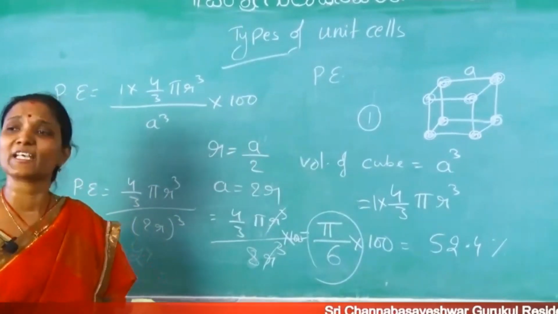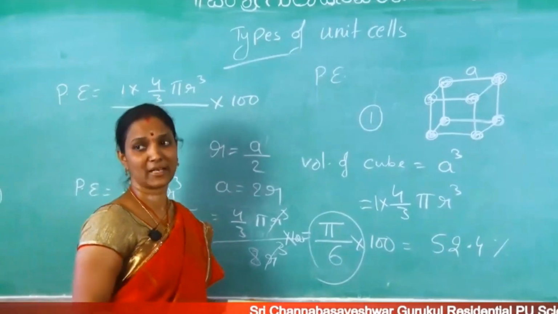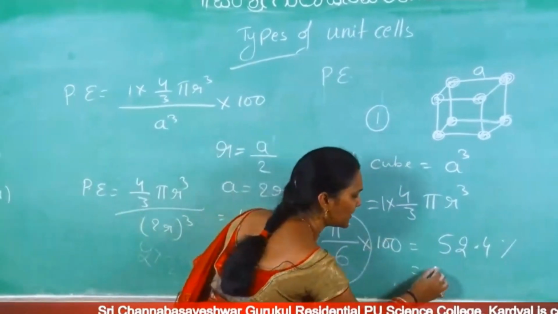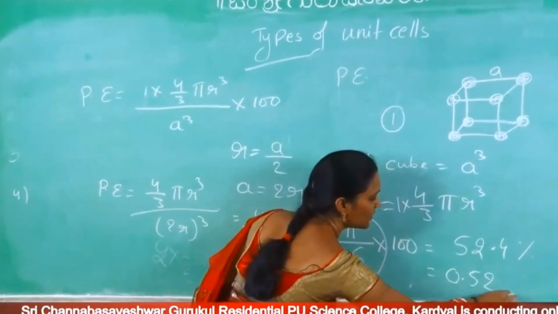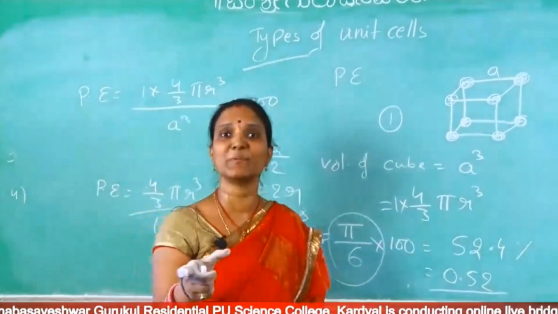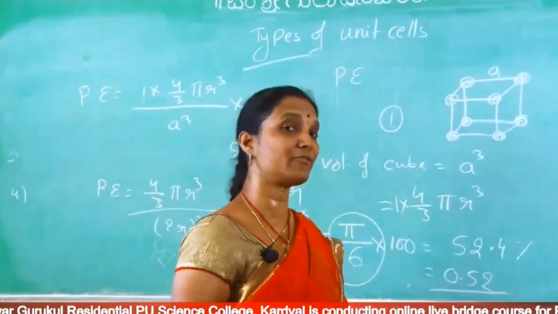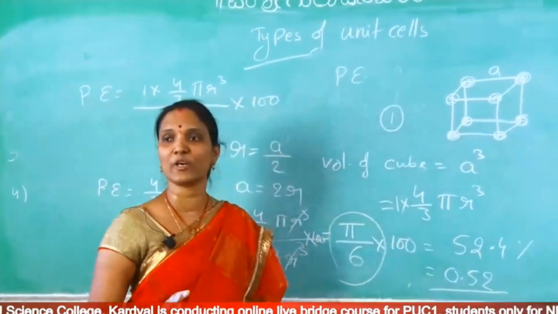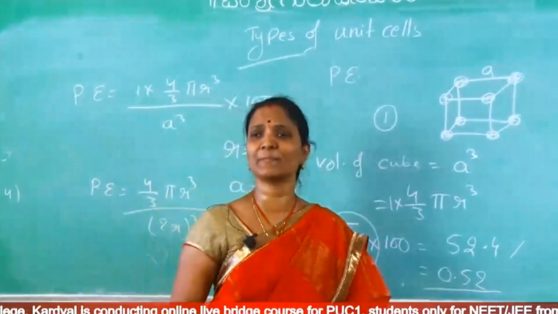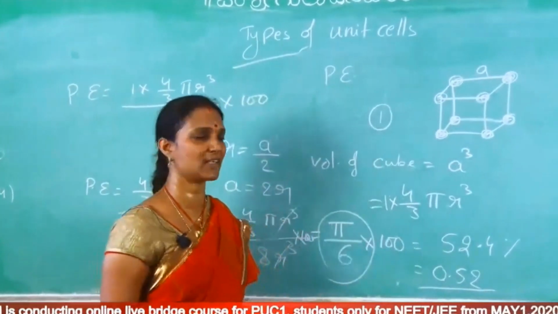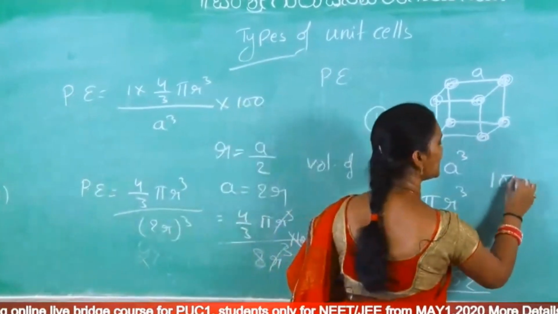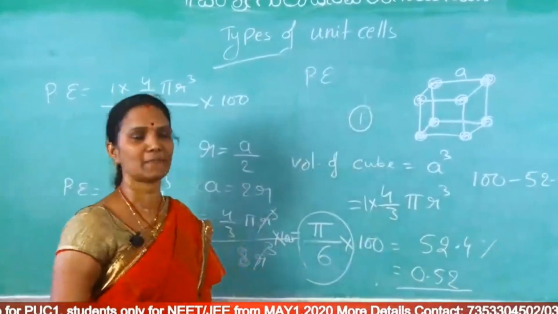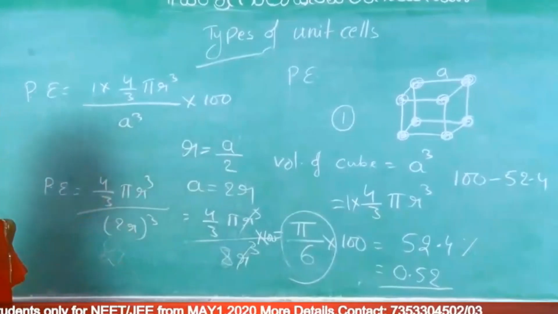If the question is packing fraction, convert into fractions. Remove this 100, then what will we get? 0.52. What is the packing fraction in primitive? The answer is 0.52. What is the packing efficiency in primitive? The answer is 52.4. What is the empty space? How much empty space is there? 100 minus 52.4. That is equal to the empty space. It is the calculation of packing efficiency.